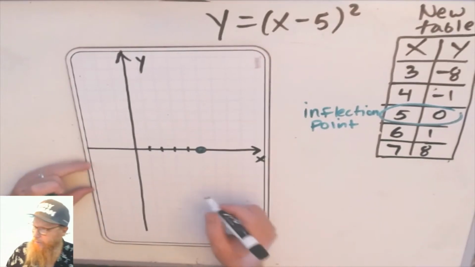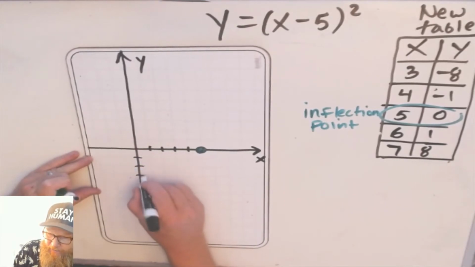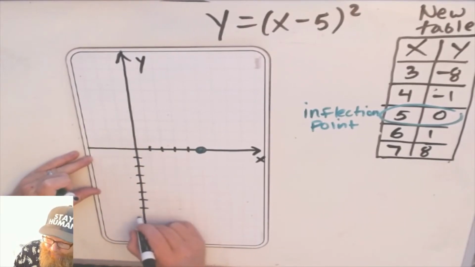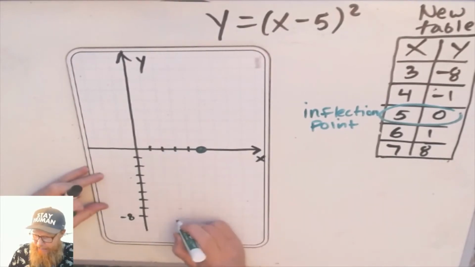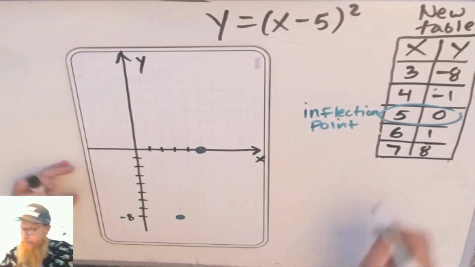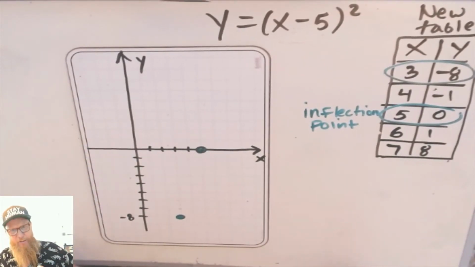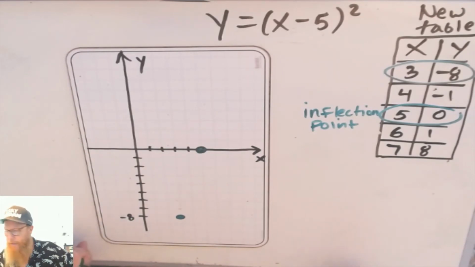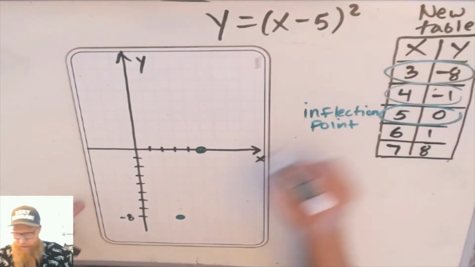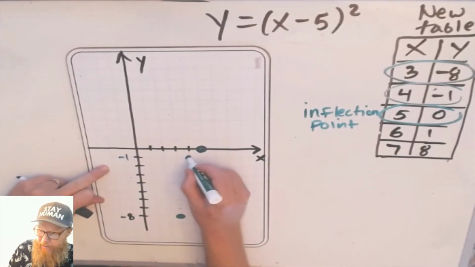All right, so what do I got? 3, -8. 1, 2, 3, 4, 5, 6, 7, -8. And 3. I'm not going to label every point. I'm just going to do it like that. So there's 3, -8. I just labeled it so you can all see that's -8. This is 3. 4, -1. So -1 and 4 right about there.